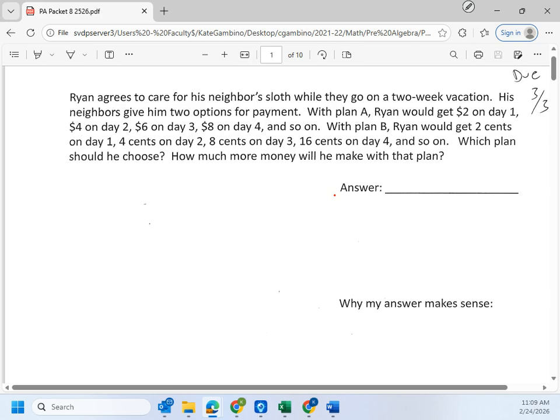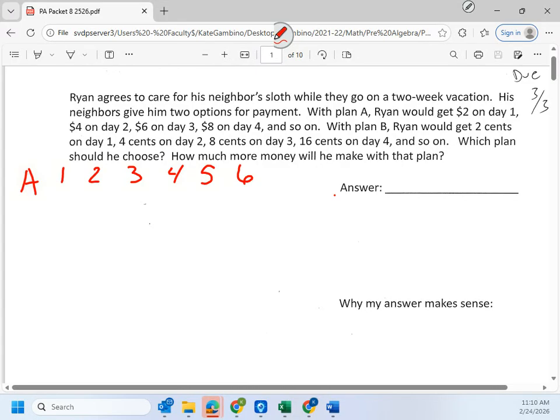So on the first page, Ryan agrees to care for his neighbor's sloth while they go on a 2-week vacation. His neighbors give him 2 options for payment. Plan A: Ryan would get $2 on day 1, $4 on day 2, $6 on day 3, $8 on day 4, and so on. So, day 1, 2, 3, 4, 5, 6.